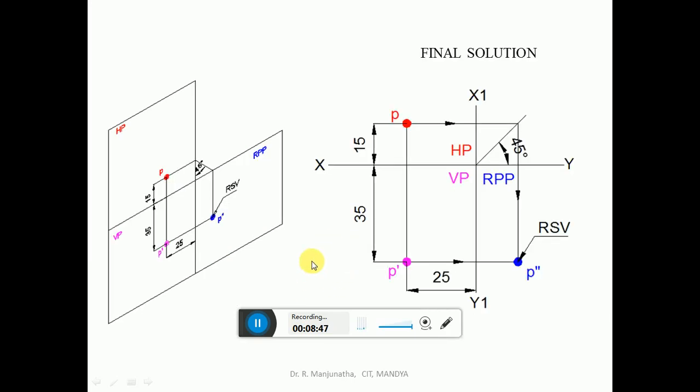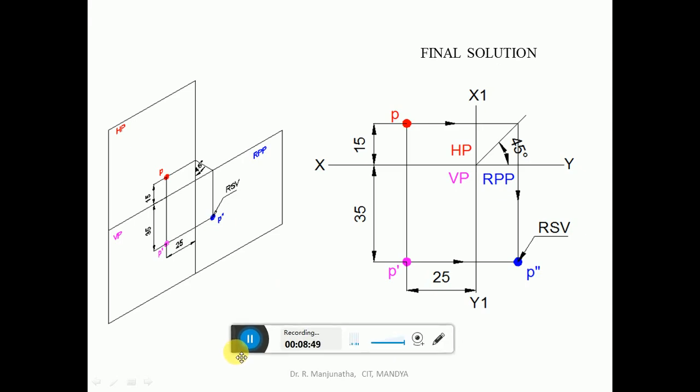To do that, first we draw the xy line and x1 y1 line with thin lines, mark xy and x1 y1, and identify the planes. HP will be left of x1 y1, that is above the xy line. Here mark that HP. Below the xy line to the left side you mark VP, and since it is the right profile plane, adjacent to VP is the right profile plane, which is RPP, on the right side of the x and y line.